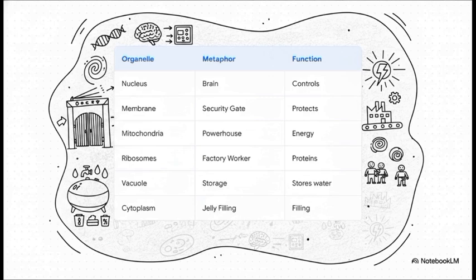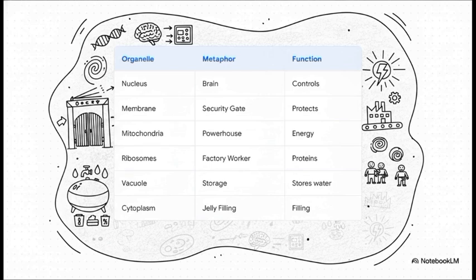Next is the cell membrane. This is your security gate. It's the outer cover that protects the cell and strictly controls what gets to enter and what has to leave. Then we have a massive test favorite, the mitochondria. You've probably heard it a million times, but it really is the powerhouse of the cell. It produces the energy the cell needs to actually do its work. No mitochondria, no energy. Moving down the list, ribosomes are your busy factory workers.